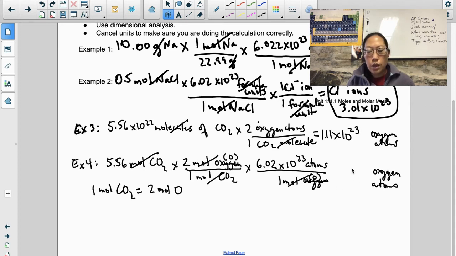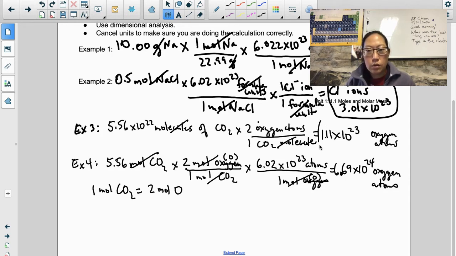But that cancels that out, and from 5.56 moles of CO2, I've got to multiply that by 2, and then by 6.02 times 10 to the 23rd. So I'll punch that in. You can pause and do that yourself if you want to pause the video. And so I get 6.69 times 10 to the 24 oxygen atoms.